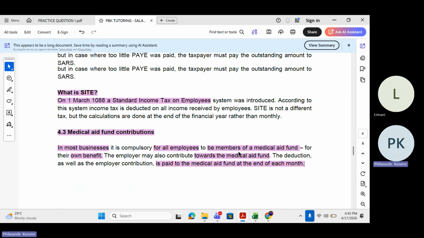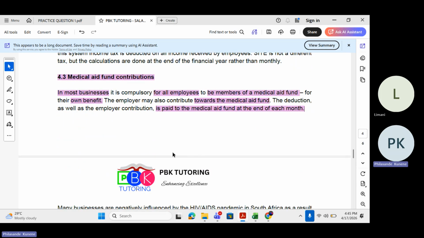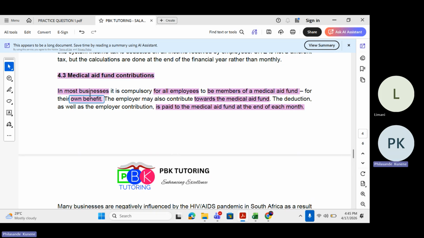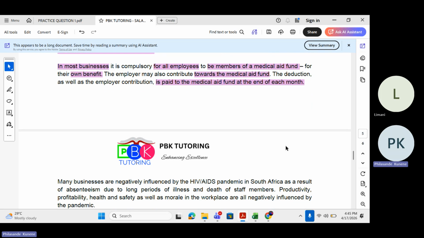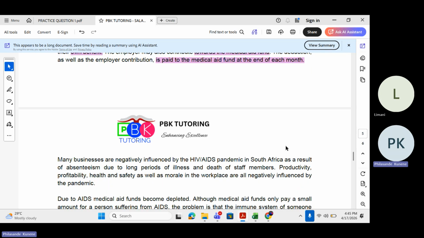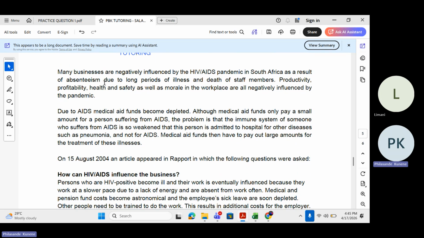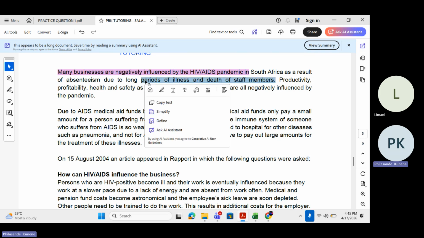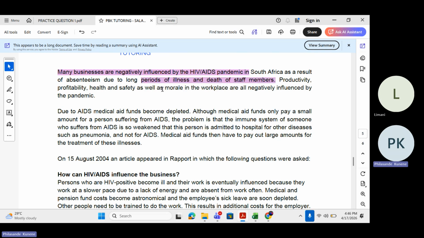While we talk about medical aid, we did say that in most businesses it is compulsory for employees to become members of medical aid. There's a reason why those companies enforce their employees to join their medical aid. It's because many businesses are negatively influenced by the HIV and AIDS pandemic in South Africa as a result of absenteeism, due to long periods of illness and death of staff members.